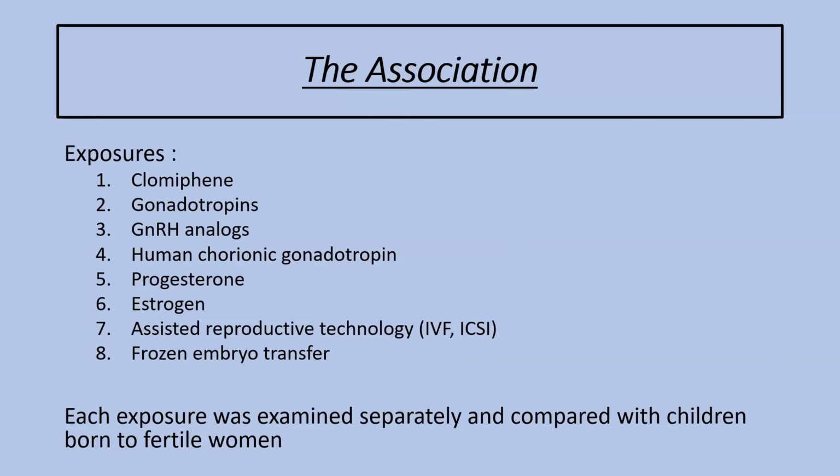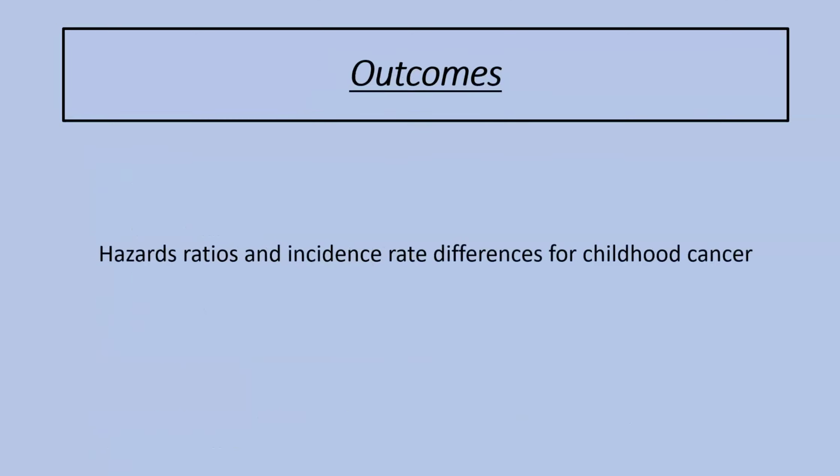So the exposures that were considered for this study were clomiphene, gonadotropins, GnRH analogs, human chorionic gonadotropin, progesterone, estrogen, and assisted reproductive technology, that is IVF and ICSI separately, and frozen embryo transfer. All of these exposures were separately compared with the risk of childhood cancer, and they were compared between infertile women undergoing these treatments and fertile women. The outcomes were measured in hazards ratio and incidence rate differences for childhood cancer.